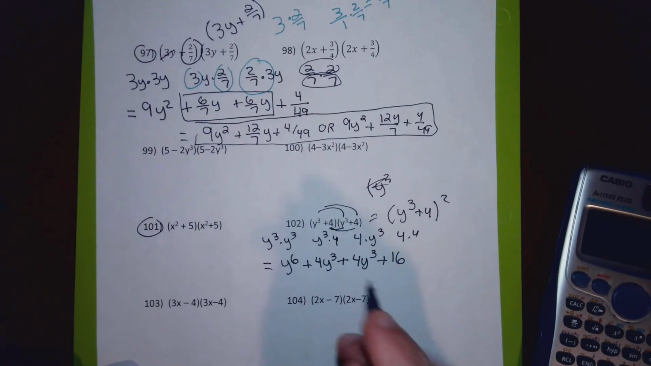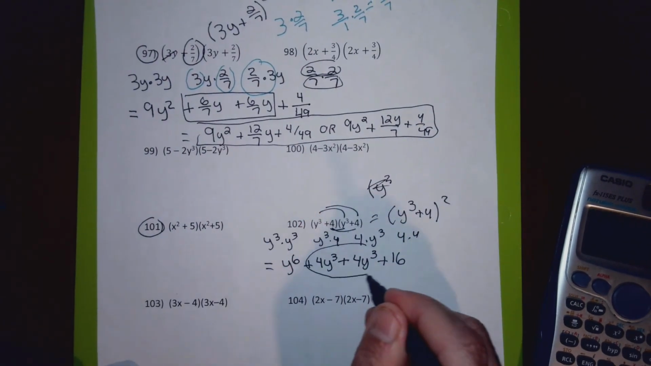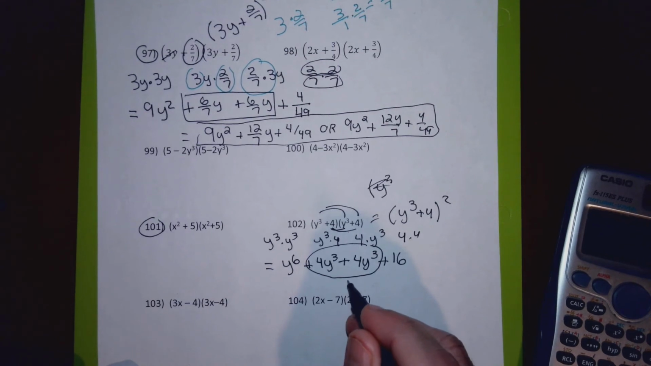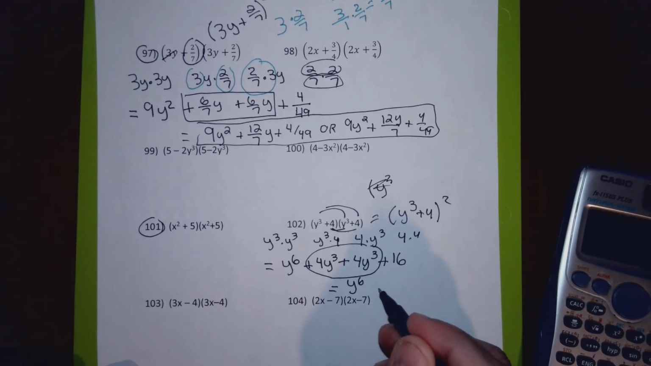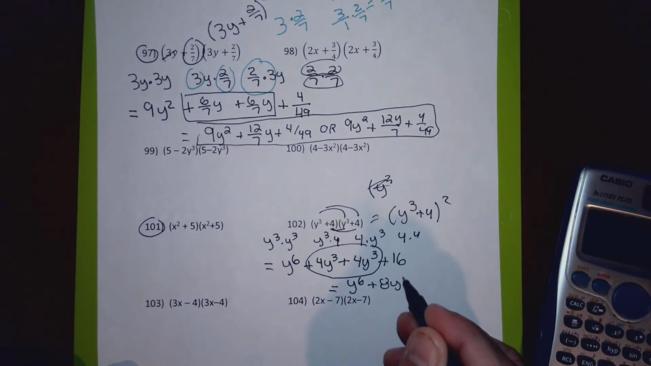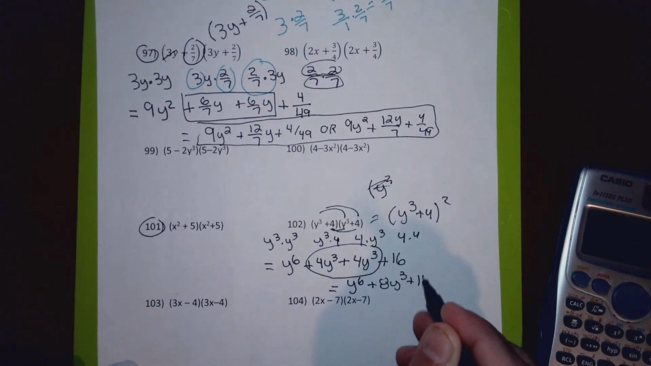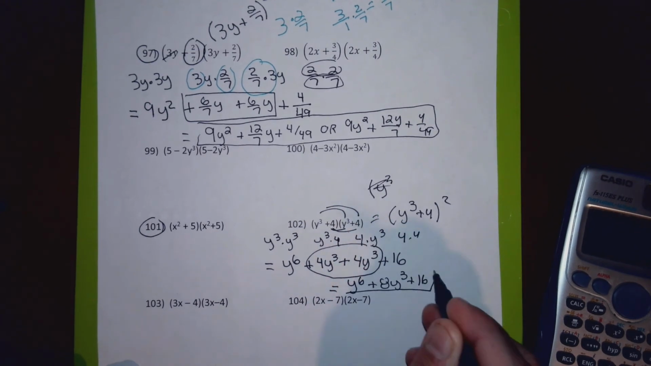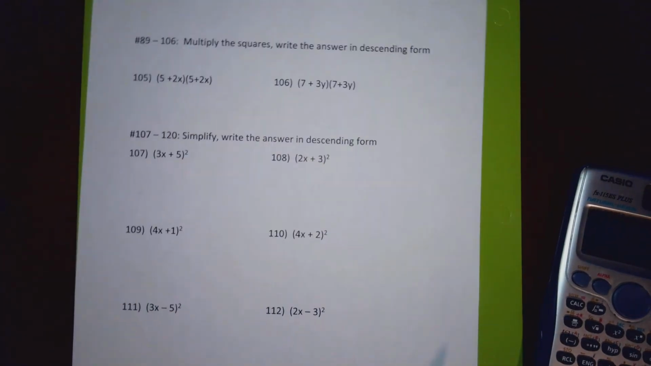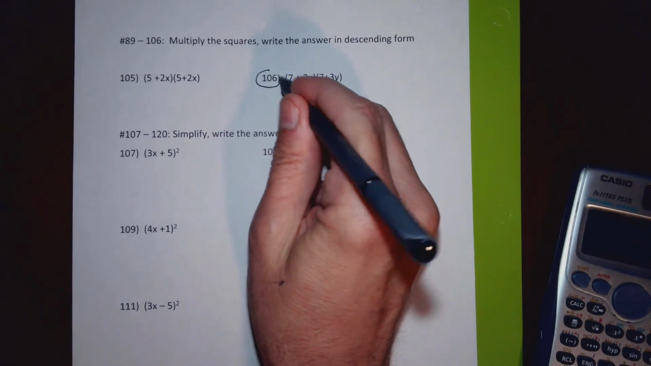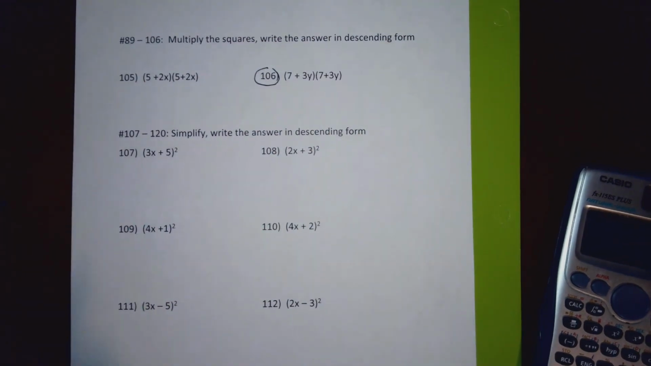And now I'm going to combine the 4y cubes by adding the 4's in front of them. And for my answer, I get y to the 6th plus 8y cubed plus 16. And that's written in a nice order. So on the next page, you should do 105 to start. I should do 106 to start. So let's just do these, and then we'll do a part 3 to this video.